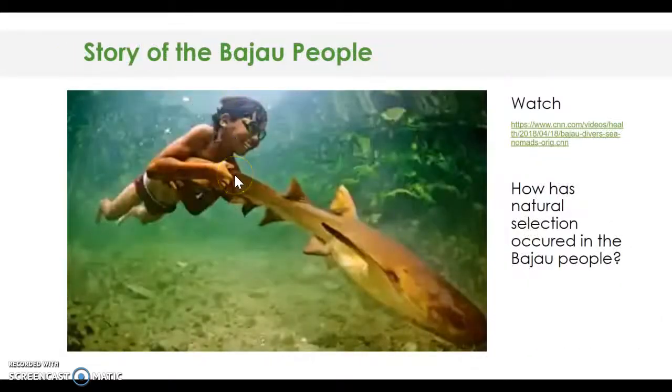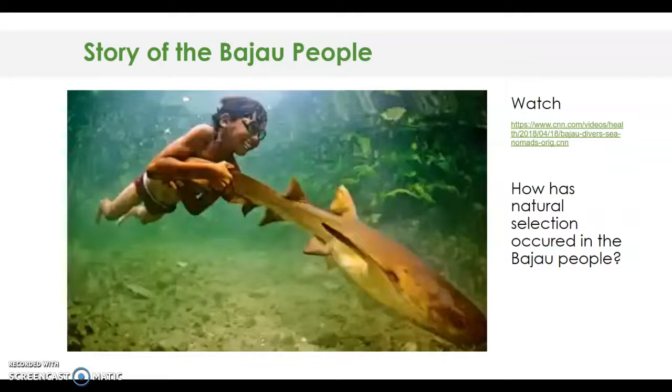Now, is this just something that happens in ancient times? No. Natural selection is still occurring today. There's a sect of people called the Baja people, and they have been researched. They're also known as the sea nomads.